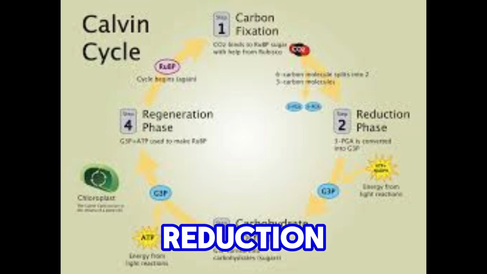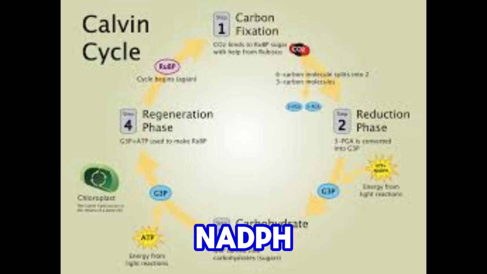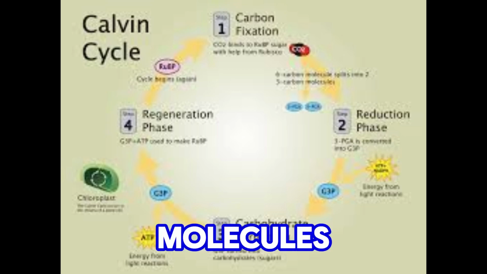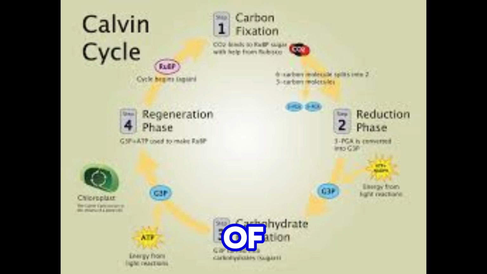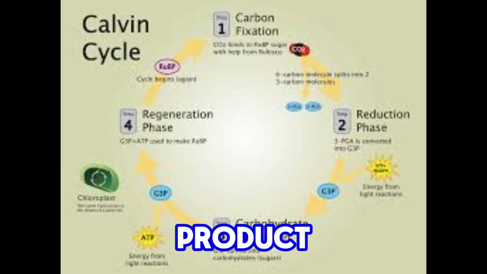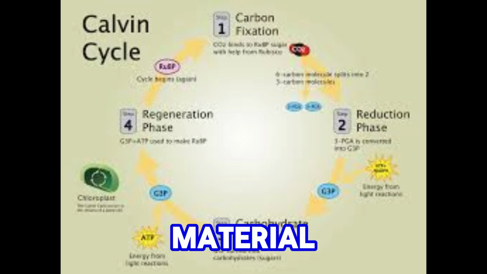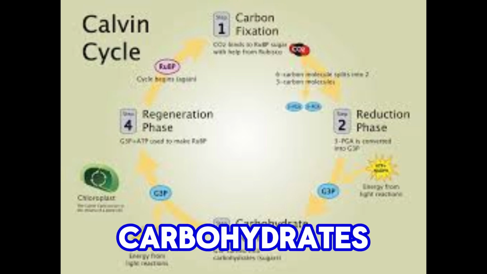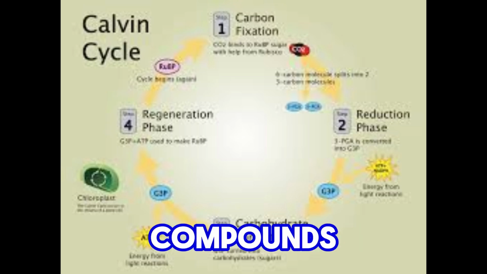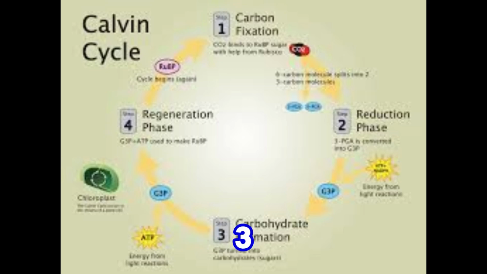Phase 2, reduction. Now ATP and NADPH provide energy and reducing power. The molecules are transformed through a series of reactions into a 3-carbon sugar called G3P. G3P is an important product because it can be used as a starting material for the synthesis of carbohydrates and many other organic compounds.